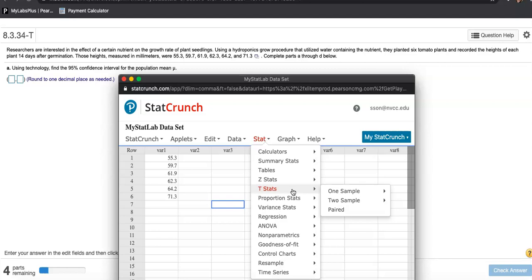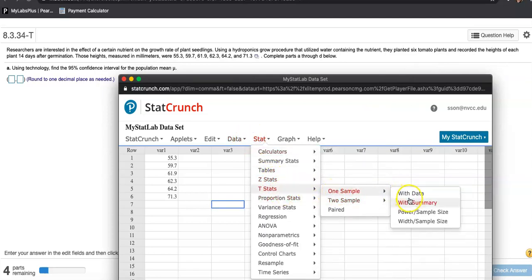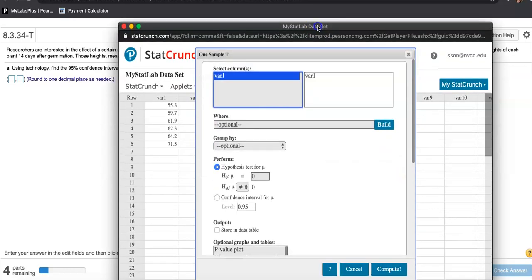So go to StatCrunch, stat, T-stat, and click on one sample and tell them that you got data this time. So click on with data instead of with summary. The last one that we just did was with summary, but this is with data. And just tell them where your data is saved. Data is saved in variable 1, column 1.